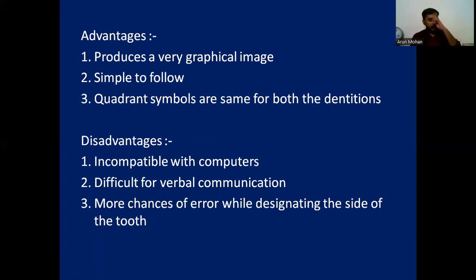The disadvantage is that it's incompatible with computer systems, in which denoting the quadrant becomes very difficult while typing it into a computer for records. And it's obviously difficult for verbal communication. It's impossible to verbally communicate using Palmer notation. And there are more chances of error while designating right and left side teeth, because the symbols can get confusing between the left and right symbols.